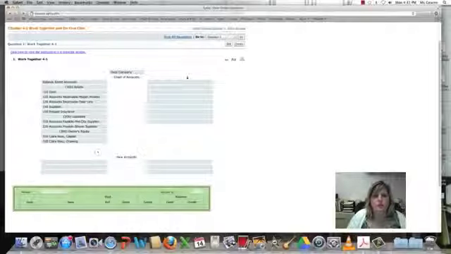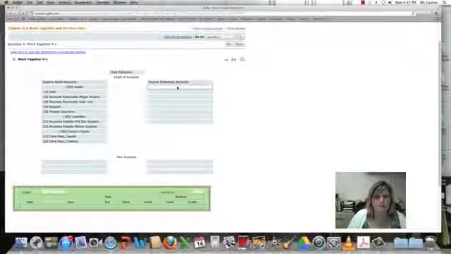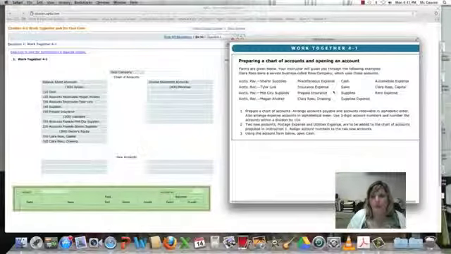Now we can move over to the right side of the chart of accounts, and that's where our revenue and expense accounts go. So the first thing that I'm going to put is the title Income Statement Accounts. Next, I'm going to open a parenthesis, and this is where my revenue accounts go. And the only revenue account that we have is our sales account. So that will be number 410.